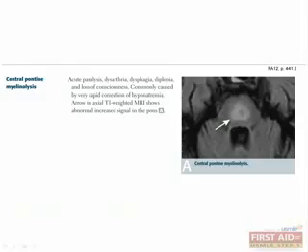Central pontine myelinolysis is classically caused by a rapid correction of hyponatremia. The osmotic shift will cause damage to the pontine neurons, which leads to acute paralysis, dysarthria, dysphagia, double vision, and loss of consciousness. The diagnosis can be confirmed using MRI, which would show an increased signal in the pons.